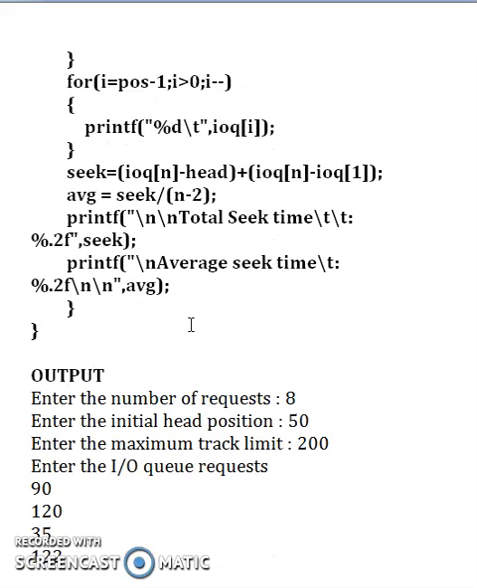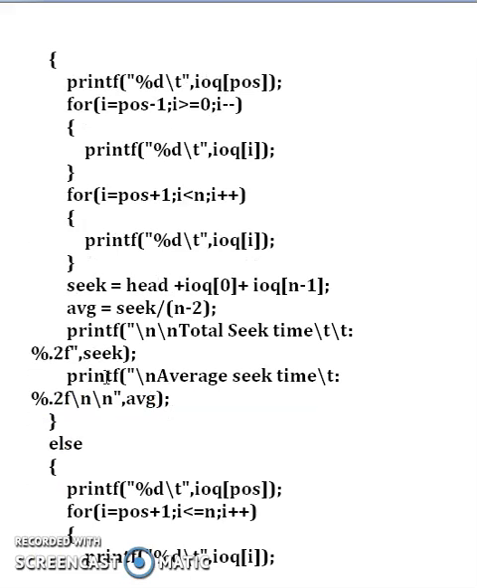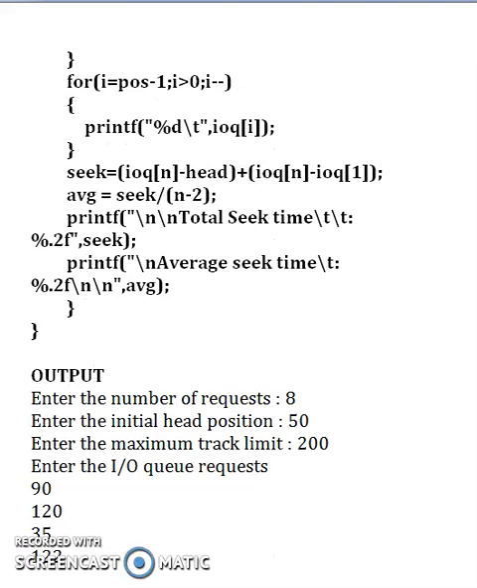If the disk moves to the higher address, it will start from post plus 1. Okay, the head position will be displayed, and then on the right hand side post plus 1 will be taken till it reaches the right end of the disk. That's why it is given as less than or equal to n, which means the right end of the disk. Elements will be displayed, and then you need to move to the left end, processing the lower addresses.